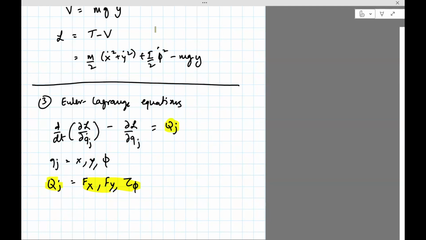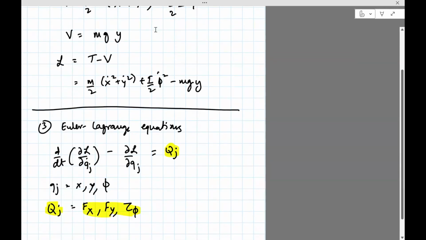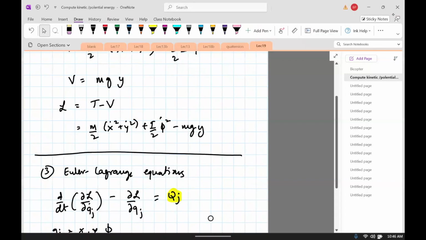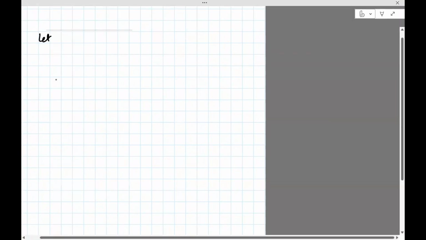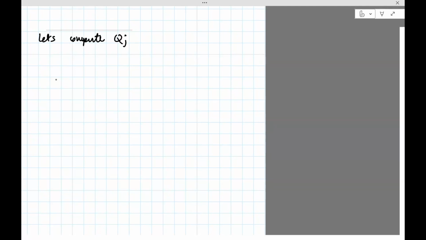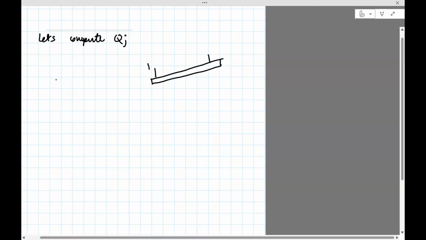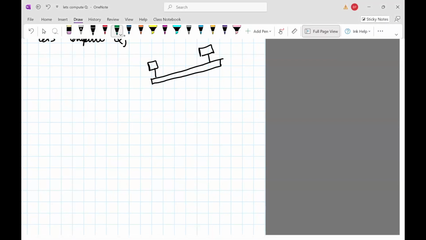The left-hand side actually is pretty straightforward. We already have the L. We just have to evaluate it. So not a problem. Let's try to compute uppercase Qj. We'll get it in one shot by using something we've done before, the Jacobian concept we've talked about before. So let's do that. Let's compute Qj. As I said, if this is our bicopter, let's put in an axis.